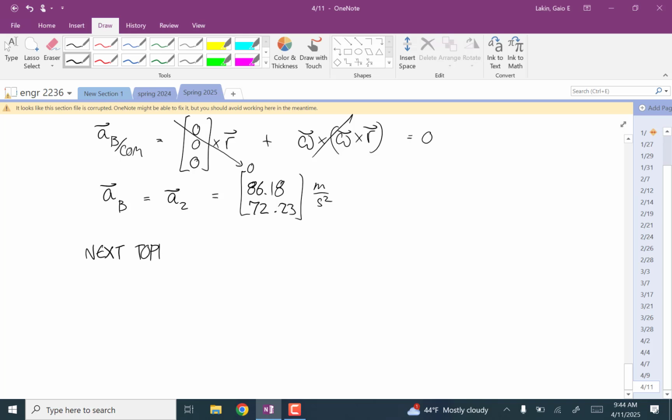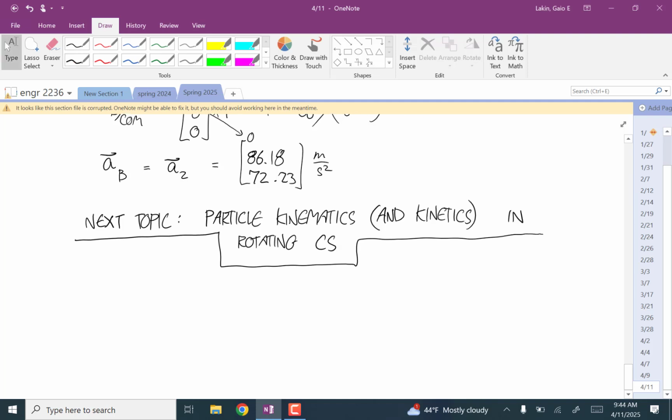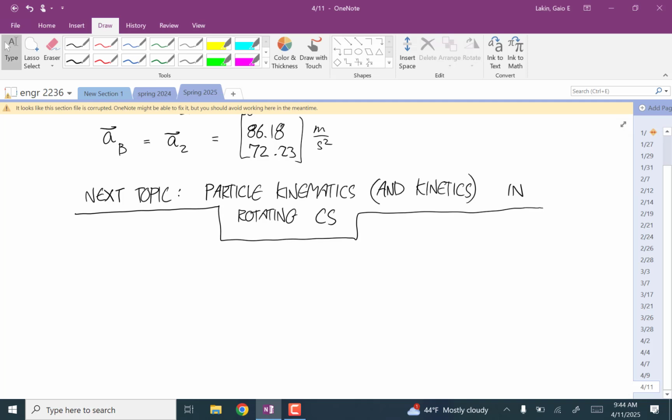The next topic is particle kinematics. And particle kinetics too, I guess, eventually. But the particle part is important. Notice that we're going all the way back to particles. We're not talking about rigid bodies here. But now we're doing this in rotating coordinate systems. So, notice we're going back to particles.